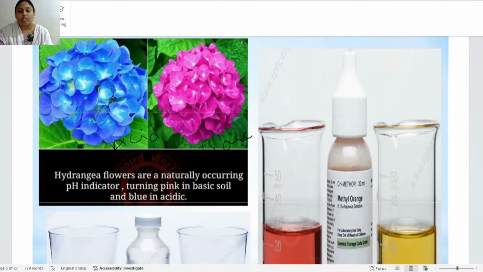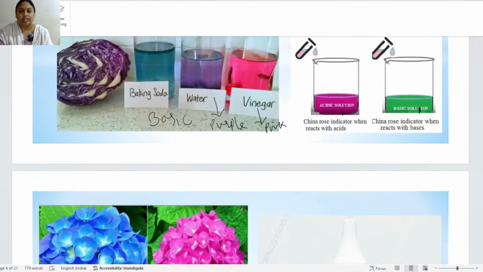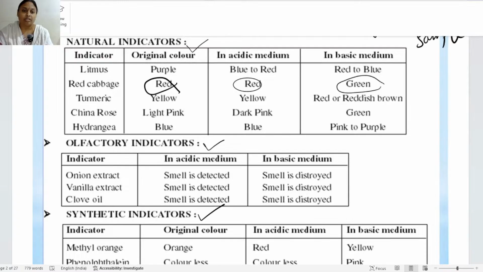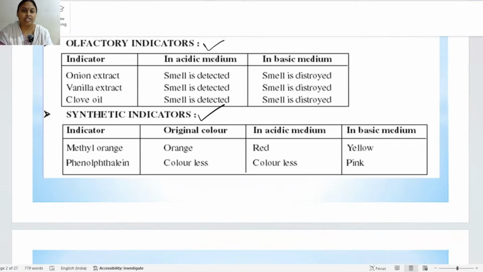So now we will go for synthetic indicators. When it comes to synthetic indicators, we have two: methyl orange and phenolphthalein indicator. The original color of methyl orange is orange, and phenolphthalein is colorless. In acid medium it is giving the red color, in basic medium it is giving the yellow color.